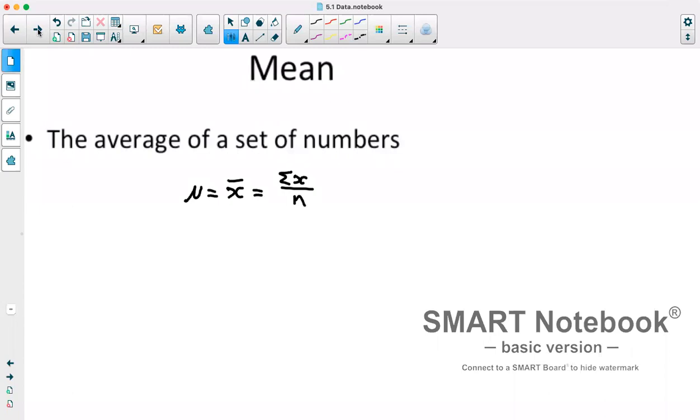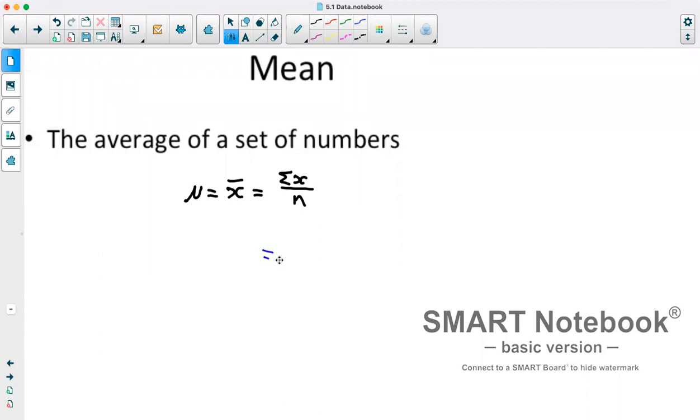So the mean is the average of a set of numbers. Now our textbook uses two different symbols to represent our mean. So it uses this one here, mu, or this X with a line over top. Either one means the mean, which is an average of a set of numbers. So our equation is our mean is equal to the sum of each value over the number of values.